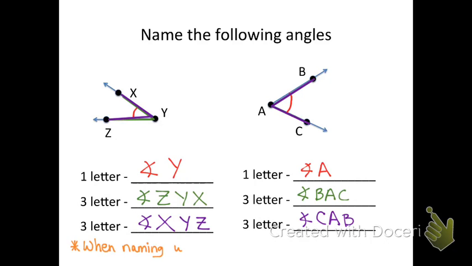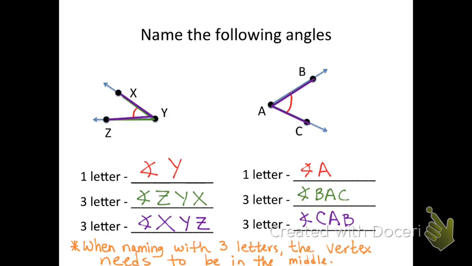It says when naming with three letters, the vertex needs to be in the middle. Right? If you look at angle Y, when we named it with three letters, the Y was in the middle, ZYX and XYZ. When we named the angle A with three letters, it was in the middle again, angle BAC and angle CAB. So again, the vertex, wherever the corner is of that angle, that letter needs to be in the middle.